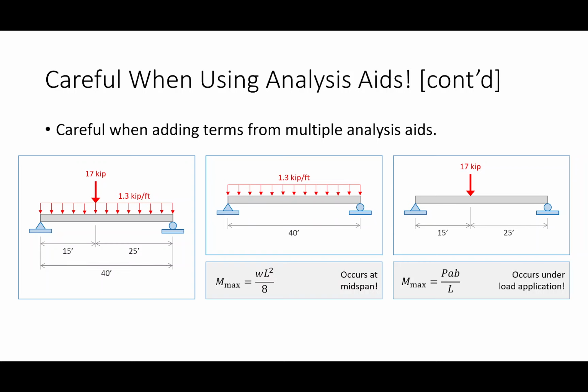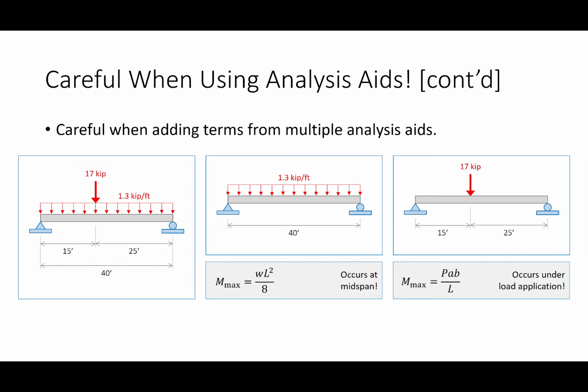When you look up the answer for this analysis situation, it'll tell you M max is WL squared over 8, and that occurs at midspan, in the middle of the beam. M max over here does not occur in the middle of the beam. Think about what the shear diagram looks like. Think about what the moment diagram looks like. The maximum moment is going to occur here, right?